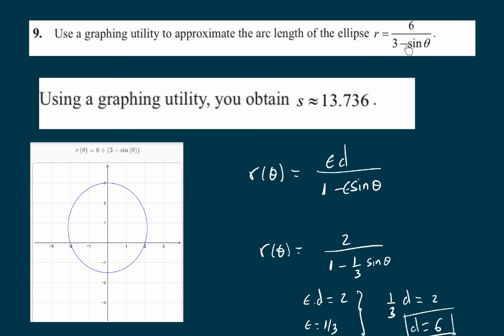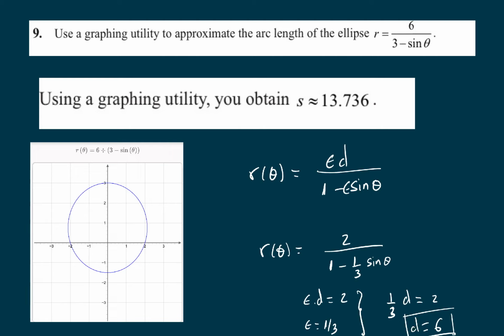1 sine of theta divided by 3 is 1/3. So now I can compare this equation that has the 1 with this equation that represents the polar representation of an ellipse. Now I can compare the epsilon times d is the 2. And the epsilon is what is next to the sine of theta, so it's 1/3. From this equation, I have epsilon equal 1/3, and d, the directrix, is 6.